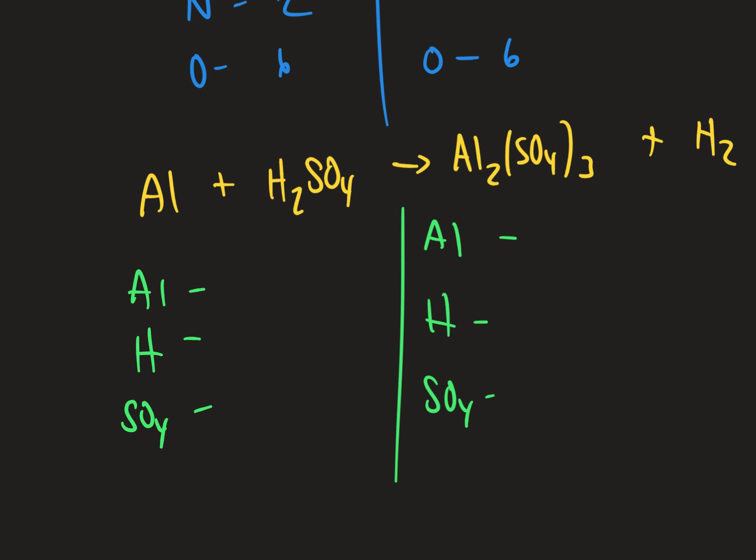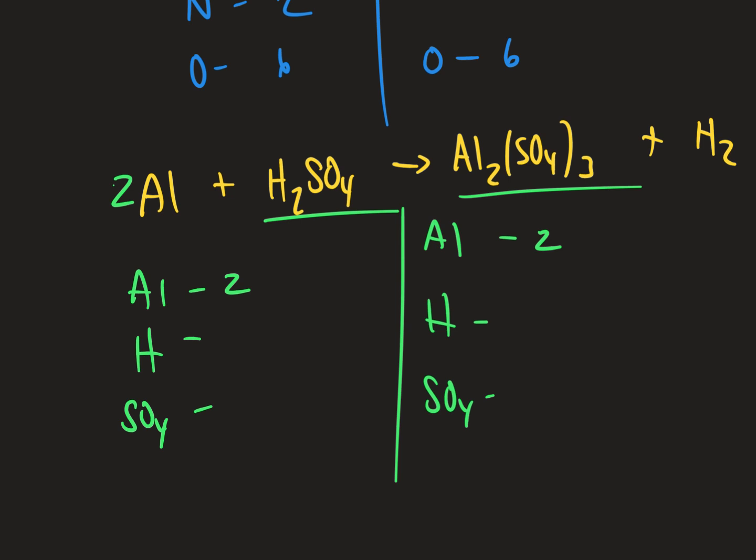So we have 2 aluminums on the right, 1 on the left. So what do we need? A 2 in front of aluminum, right? So now we got 2 on each side. So far, so good? We have 3 sulfates on the right. How many on the left? 4? Oh, just 1, no parenthesis, right?